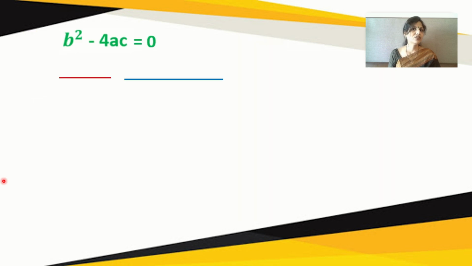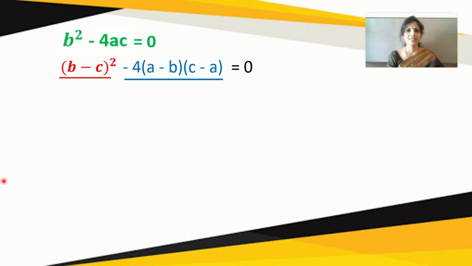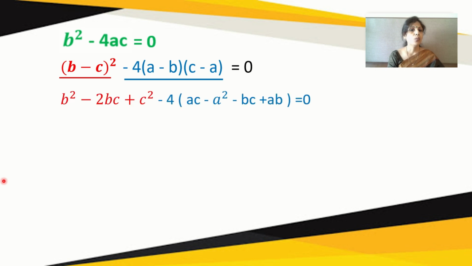So this is our discriminant. b square, that is b minus c the whole square, minus 4ac is equal to 0. a is a minus b, c is c minus a. Now what will we do? We will first expand b minus c the whole square by using the identity a minus b the whole square. So that is b square minus 2bc plus c square minus, now we will multiply this 4, and first we will multiply these two brackets, a minus b and c minus a. So when you multiply this, we get ac minus a square minus bc plus ab is equal to 0.